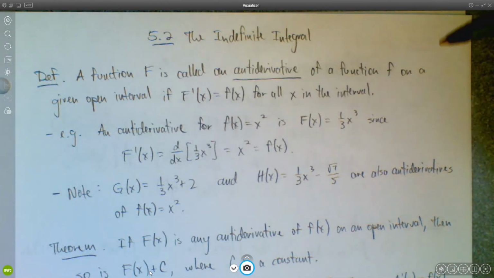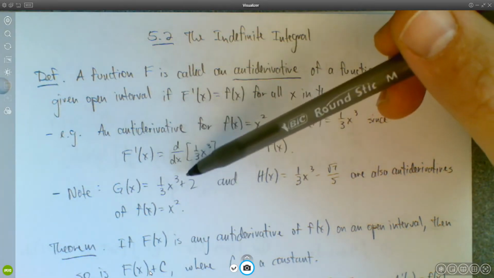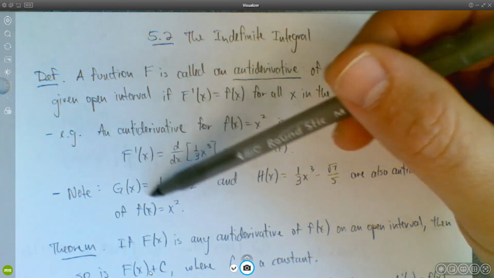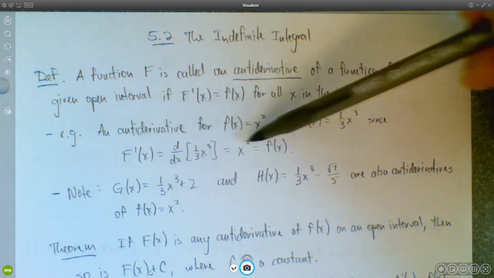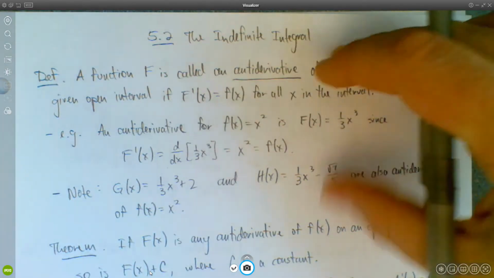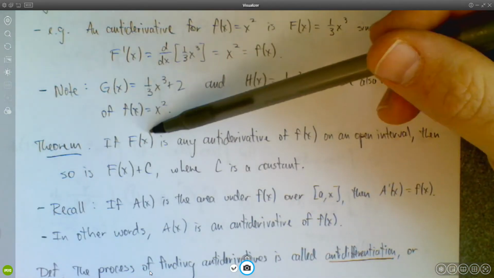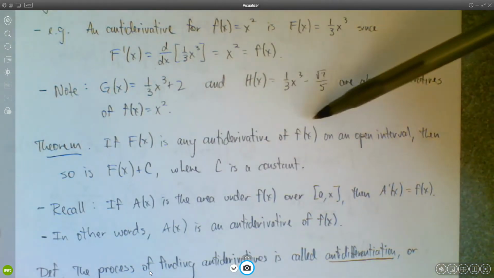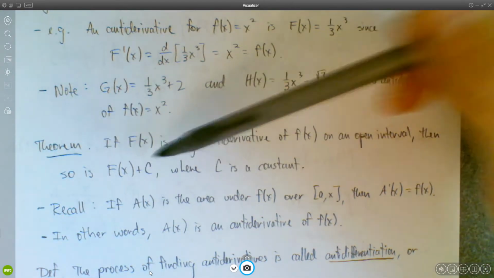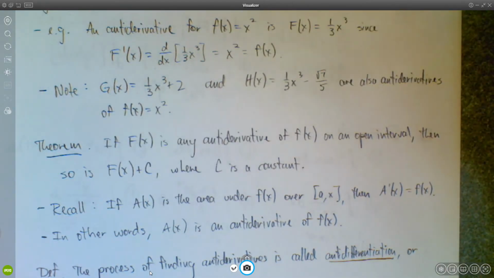But note that this antiderivative is not unique. 1/3 x cubed plus 2 would also be an antiderivative, since when you differentiate this function, you get x squared again. And 1/3 x cubed minus root 7 over 5 is also an antiderivative. In fact, if capital F is any antiderivative of lowercase f on an open interval, then so is capital F plus c, where c is a constant.